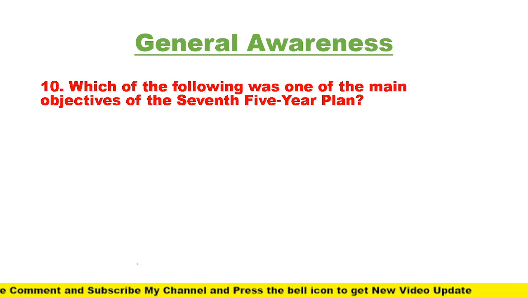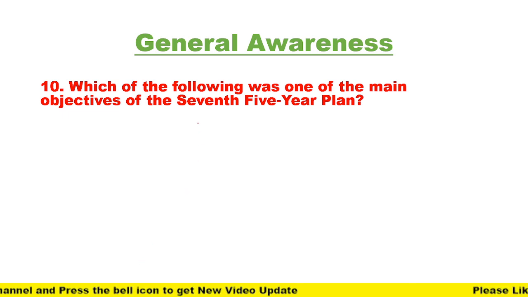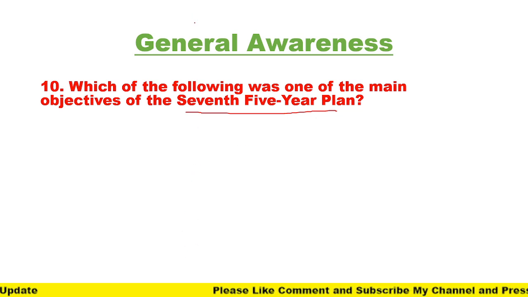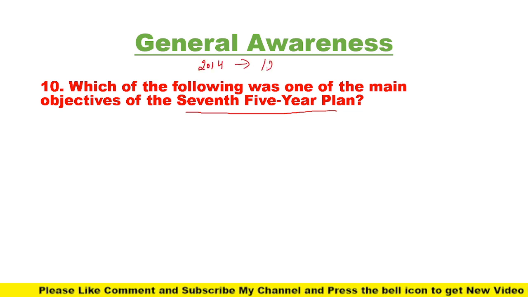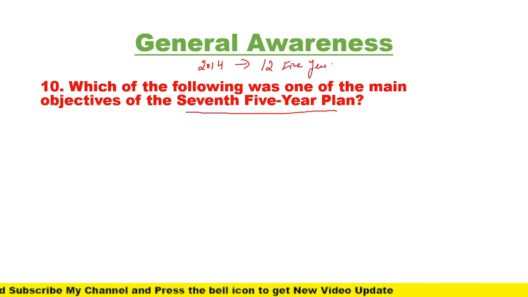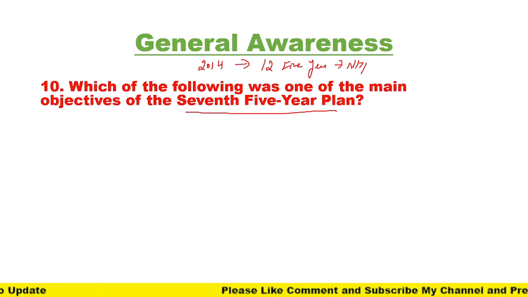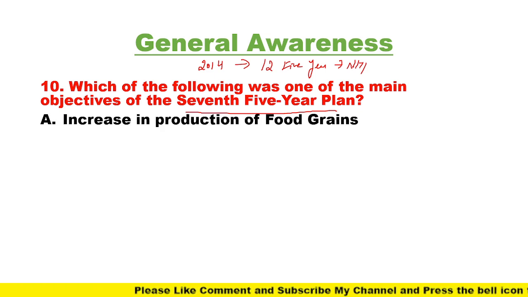Next. Which of the following was one of the main objectives of the 7th 5-year plan? See, we know how many in total till 2014. Till 2014, we had 12 5-year plans. And after that, Niti Aayog replaced this. We'll see the options.